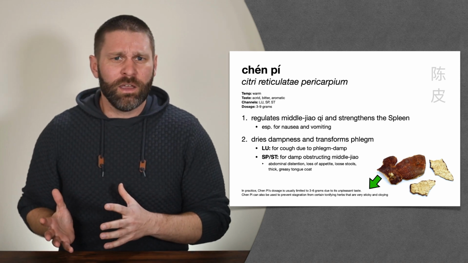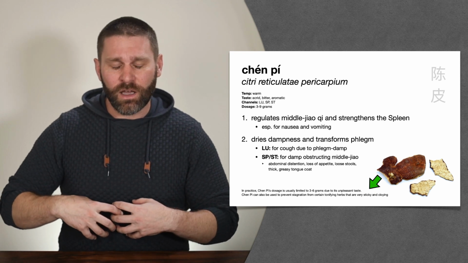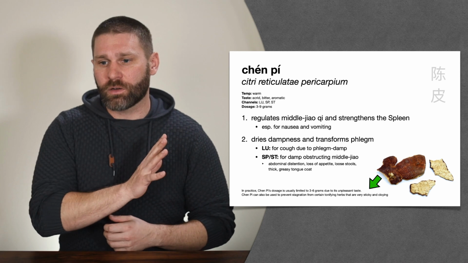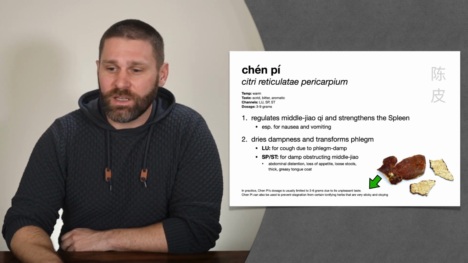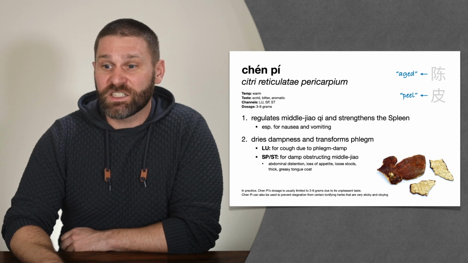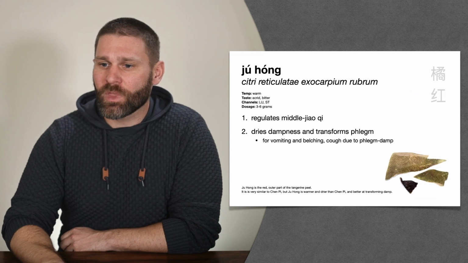That's also like if we're trying to tonify qi, we don't just want to tonify the qi and have it sit there. Once we tonify the qi, we want to make sure that it's moving. So we might use herbs like Chen Pi to make sure that it keeps moving. So that's Chen Pi. The name means aged peel.